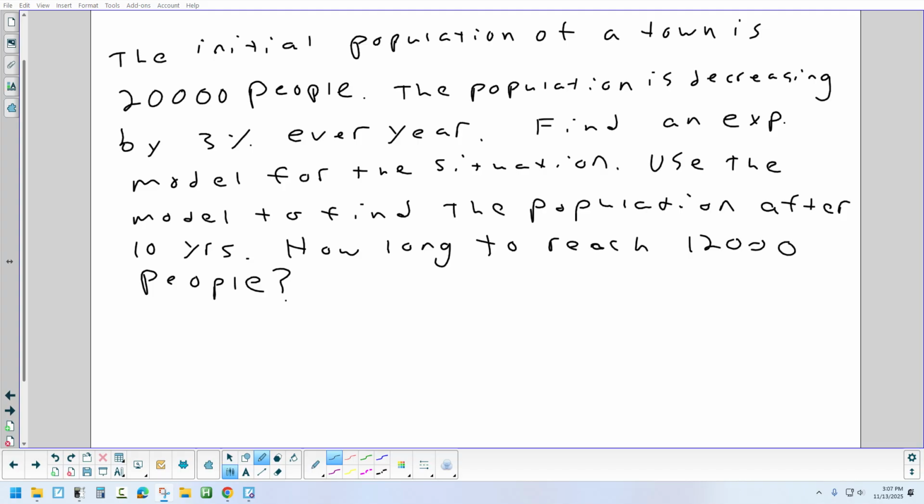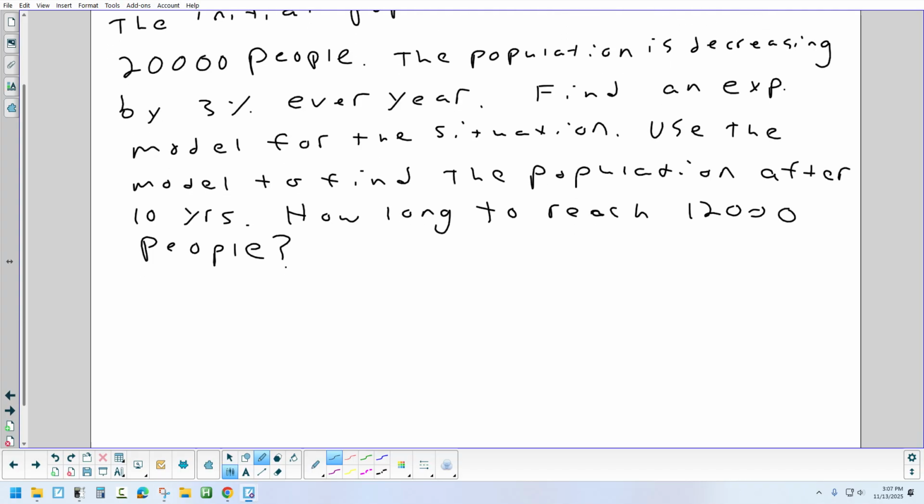All right, so next question we're going to look at is an exponential word problem. Specifically, this one is decay, and we know that because it says population is decreasing, and it's by a percentage. So they want us to do 3 things. Find a formula that represents the situation. Use the formula to predict the population after 10 years. And then how long is it going to take for the population to drop to 12,000 people?